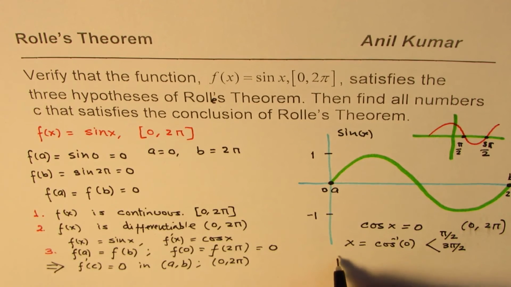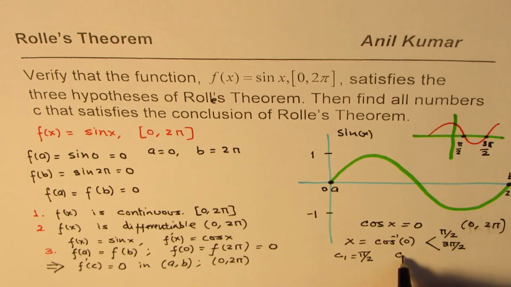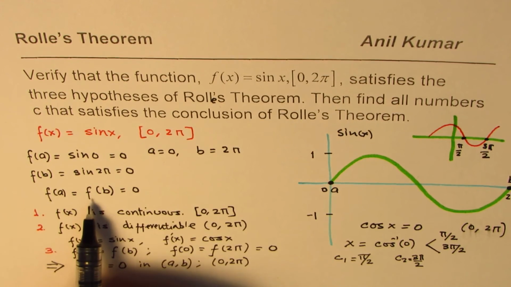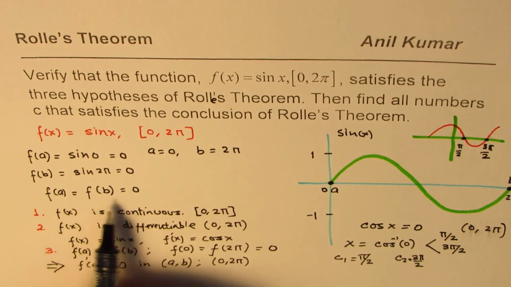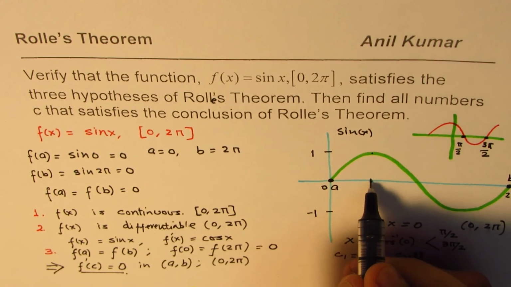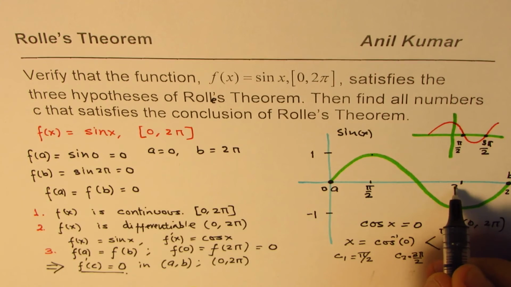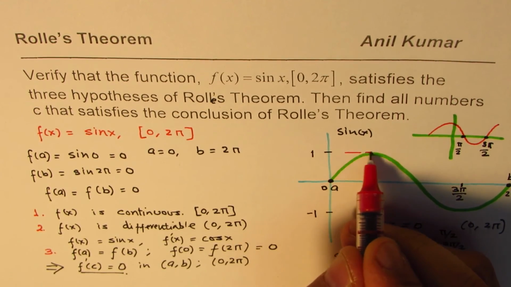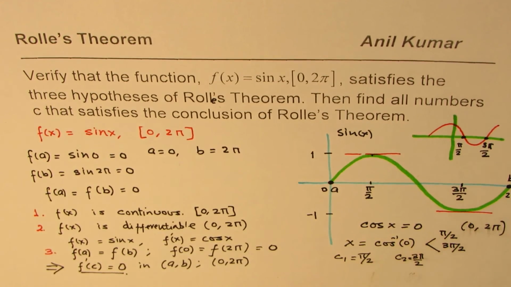So for the value of c, we can say c1 is pi by 2 and c2 is 3 pi by 2, right? So these are the two values where the derivative of this function is 0, where f dash c is 0. As you can see from here, these are those points, pi by 2 and 3 pi by 2. If I draw a tangent, we'll get a horizontal tangent at these points.